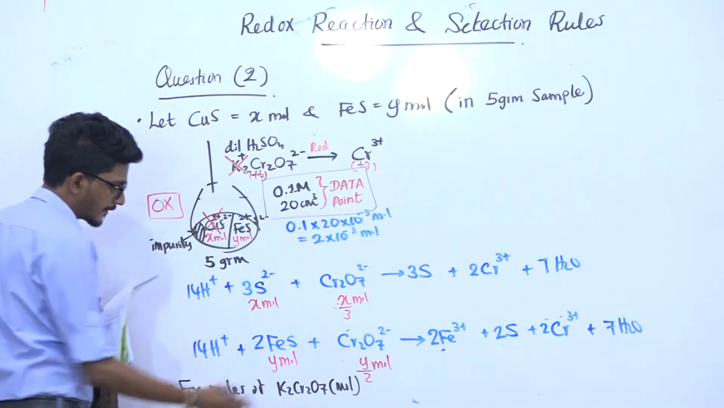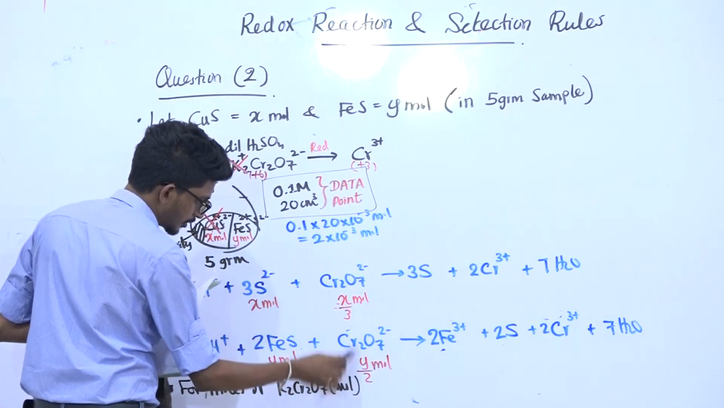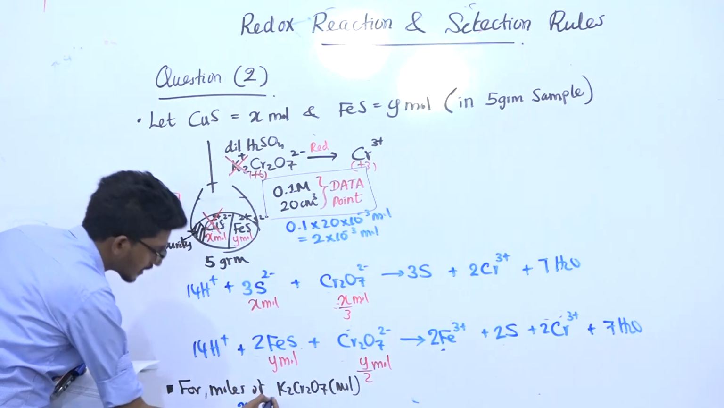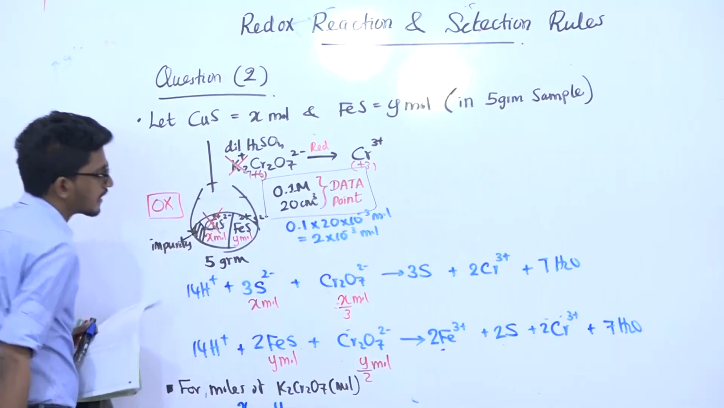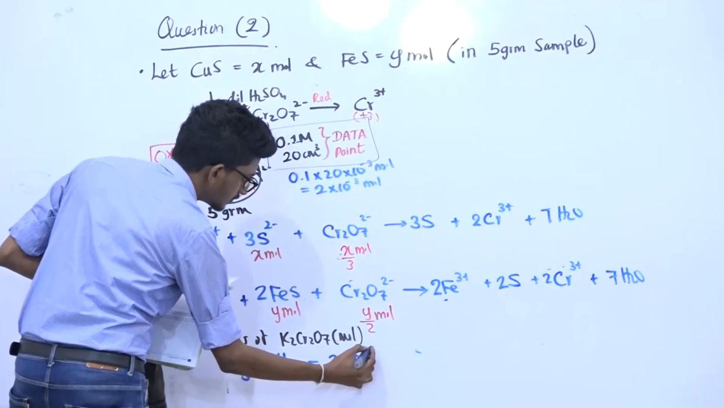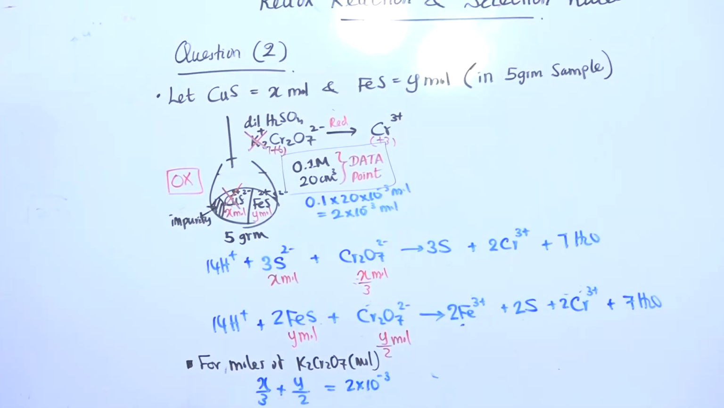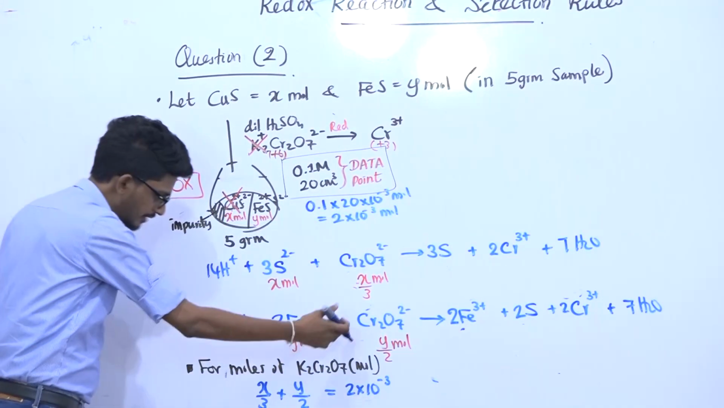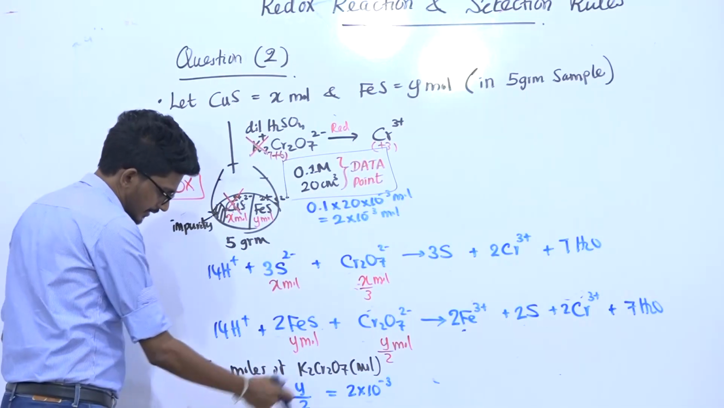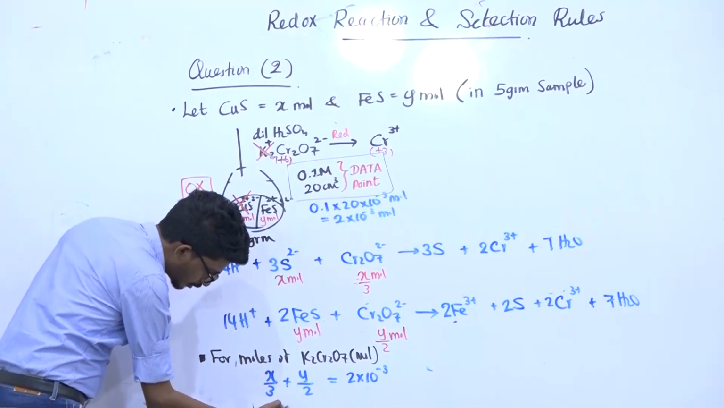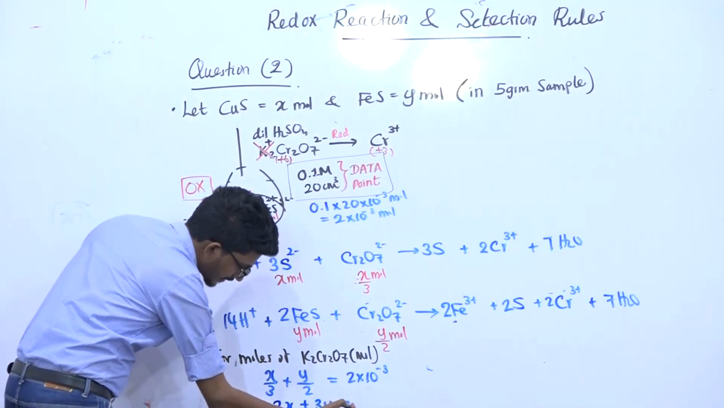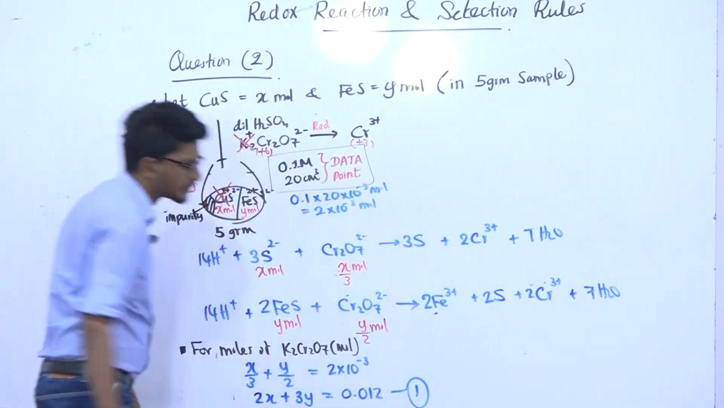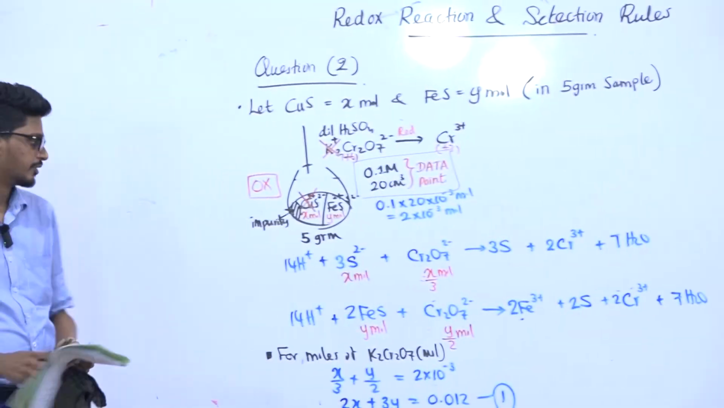That moles is equal to the summation of these two numbers of moles. So that is x over 3 plus y over 2, giving you 2 into 10 minus 3. Just take the simultaneous equation as a linear equation. So we can multiply everything by 6, and that will give you 2x plus 3y equal to 0.012. That is the first simultaneous equation, right?